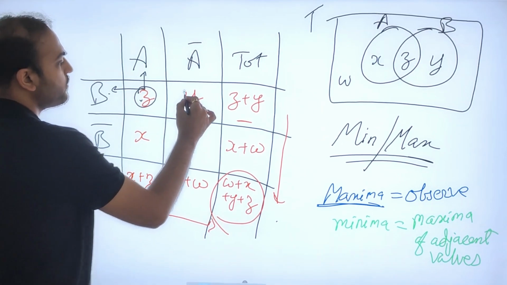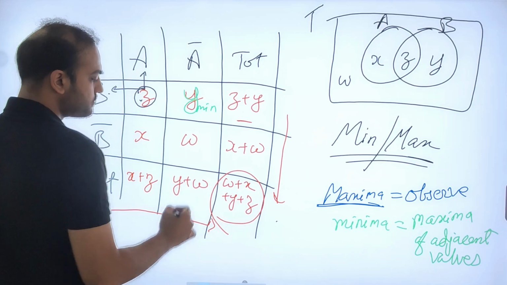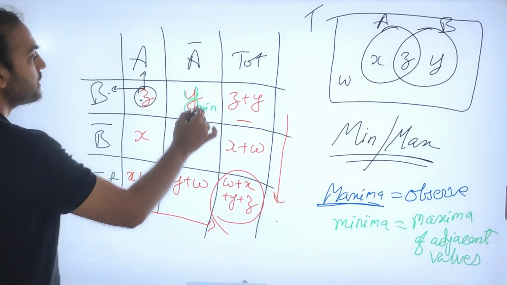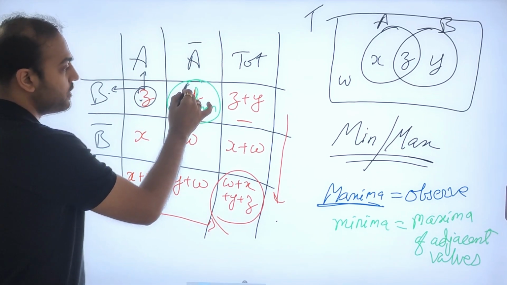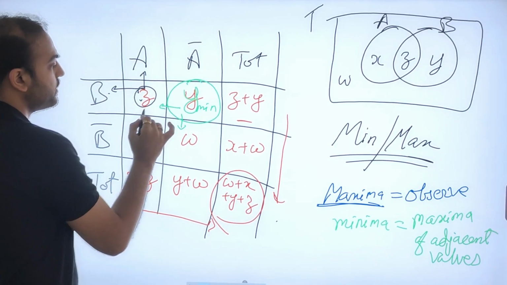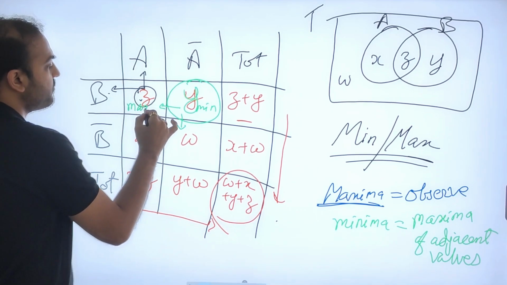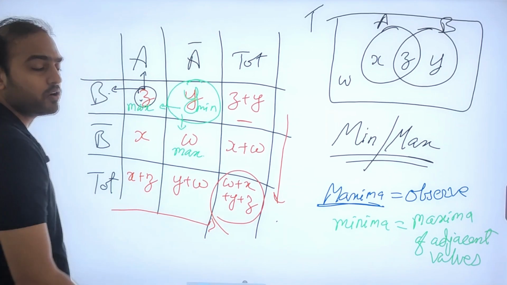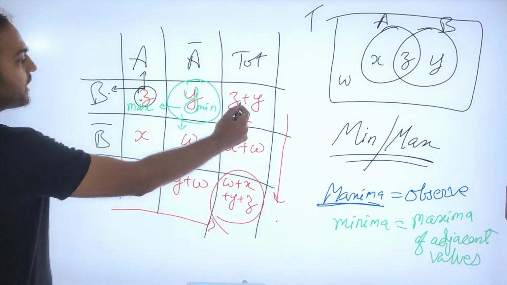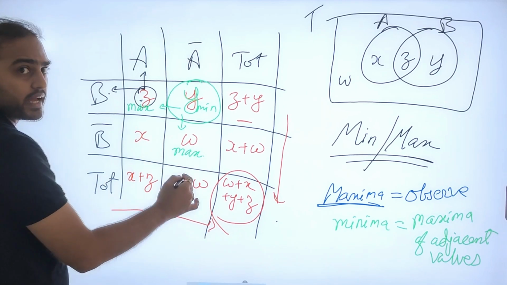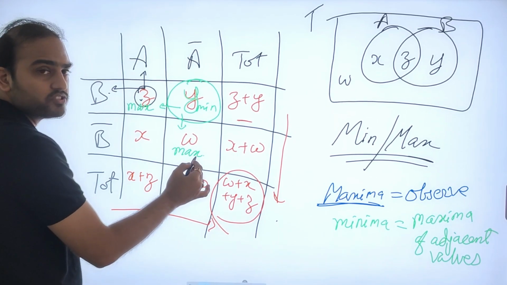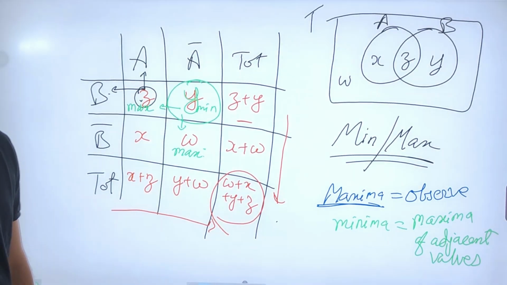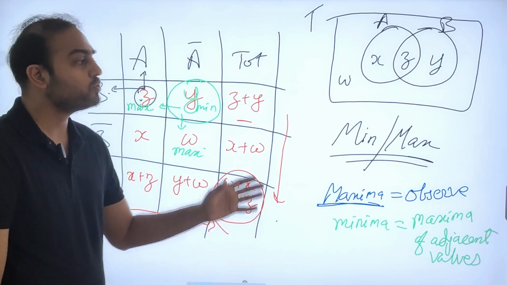Same, say if I want to minimize Y. I can't find this directly. What are the values adjacent to it? These two. So either I find the maximum value of Z or I find the maximum value of W. Obviously I'll have the total values given. Using that, I will find the maximum value first, and from that I will derive the minimum value.